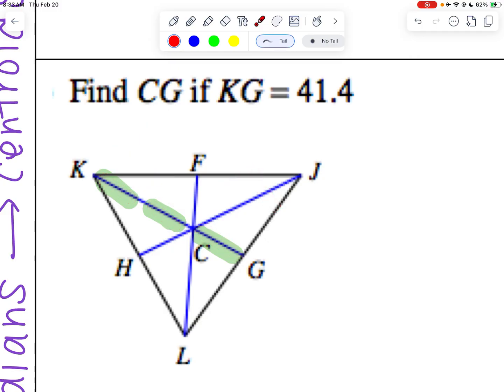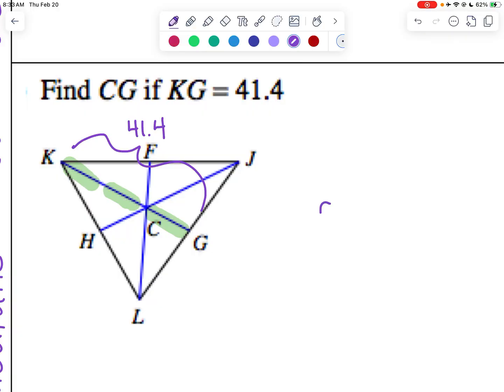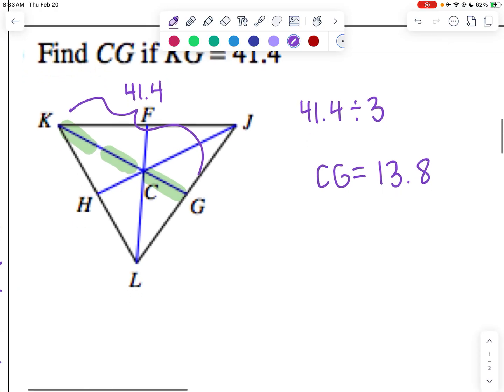So this says find CG if KG, so KG is the whole thing, is 41.4. Now, if the whole thing is 41.4 and I just want CG, that's 1/3 of it. So you can just do 41.4 divided by 3. So 41.4 divided by 3 is 13.8. And now I'm going to ask you this question. What would be KC?